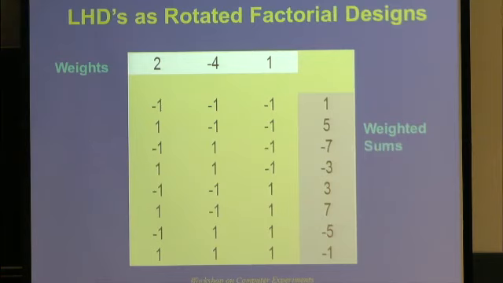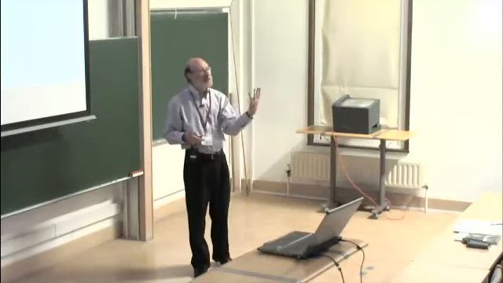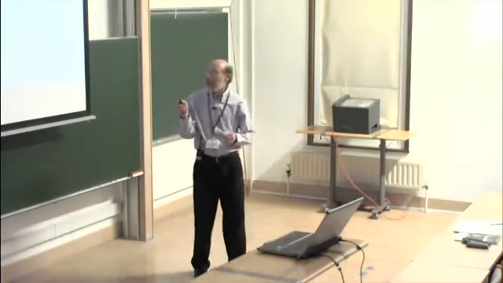Now, can you generate a bunch of them using weights, which themselves, remember, these weights are going to go in my matrix R, and I want that matrix to be a rotation matrix. Now the question is, can I find a rotation matrix like that? And the answer is yes, provided that R has to be itself a 2 to the m by 2 to the m matrix. So my R matrices are all going to be either a 2 by 2 matrix, a 4 by 4 matrix, an 8 by 8 matrix, etc.